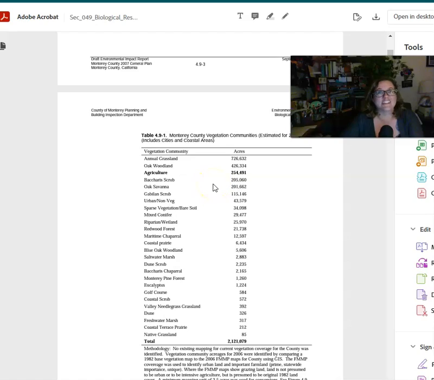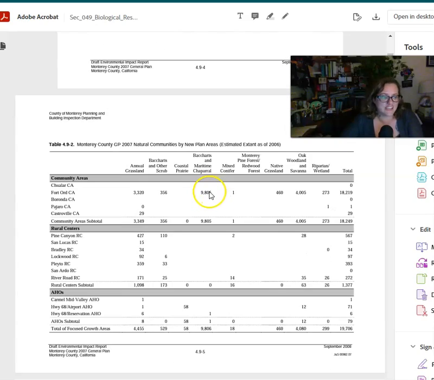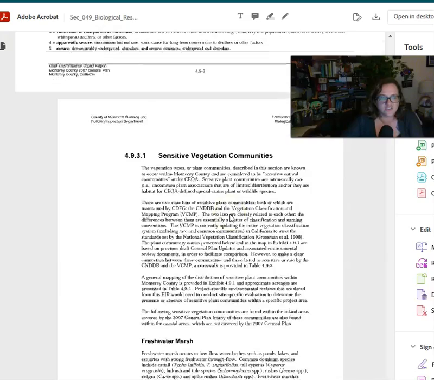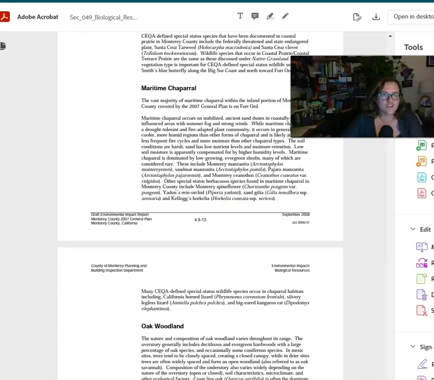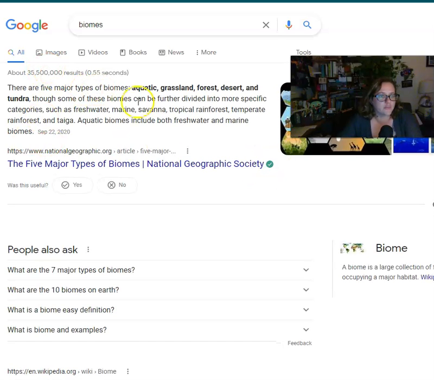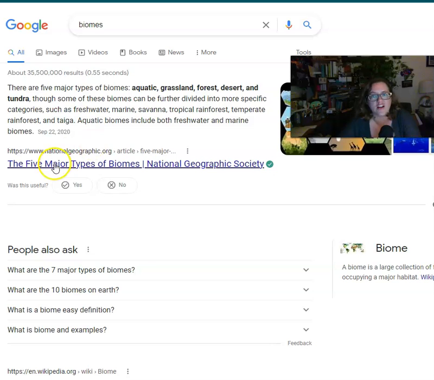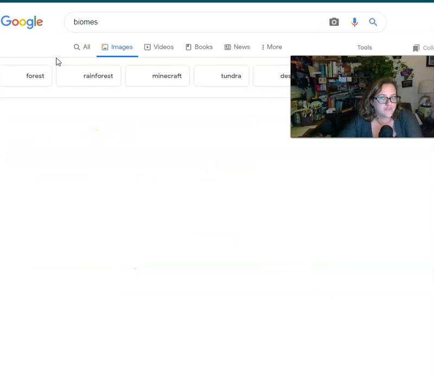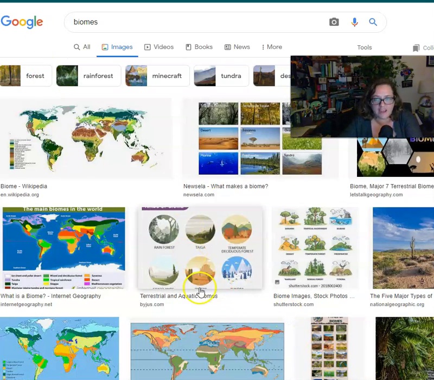This is a scientific paper talking about the different kinds of environments in Monterey. It tells you different kinds of environments. You also could Google biomes. This could help you remember what kind of biomes there are. There are 5 major biomes, but there are actually so many more. In California alone, we have 15 biomes, which is the most biomes of any state in the U.S.